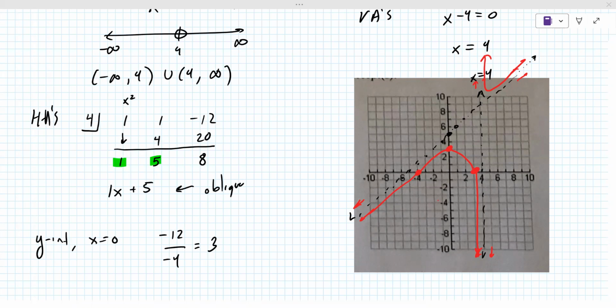All right, any questions on that before we go to 2A or 3? No. Okay.